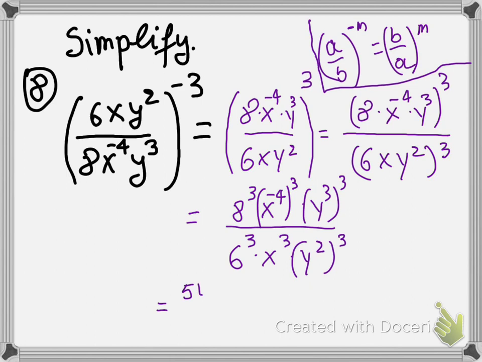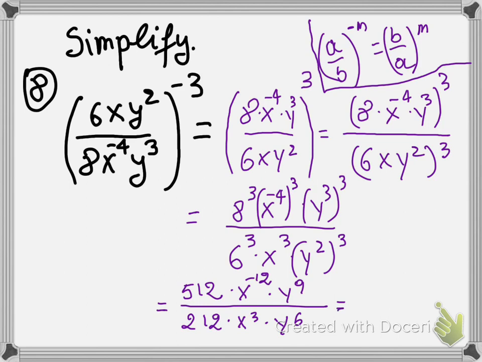512. X to the negative fourth to the third, we're going to use power over a power, so that is x to the negative 12, times y to the third power is also power over a power, so that is y to the ninth, over 6 to the third, 216, times x to the third times y to the sixth. Let's simplify this.